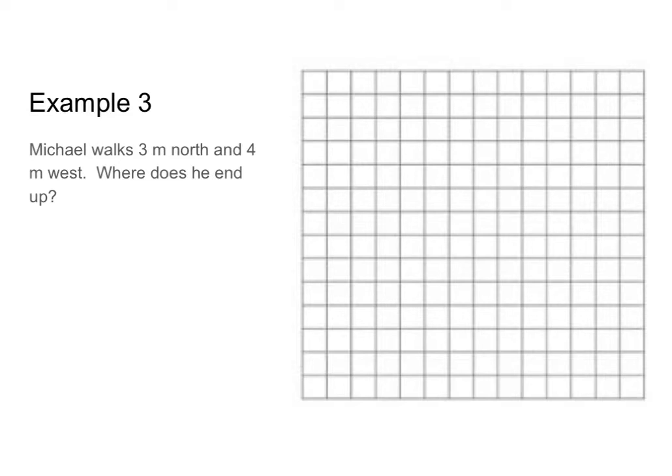So in example 3, we have Michael. I'm going to go ahead and just start Michael here. And Michael is going to walk 3 meters north and 4 meters west. So we're going to figure out where he ends up. So Michael walks 3 meters north. I'm going to go ahead and draw that first.